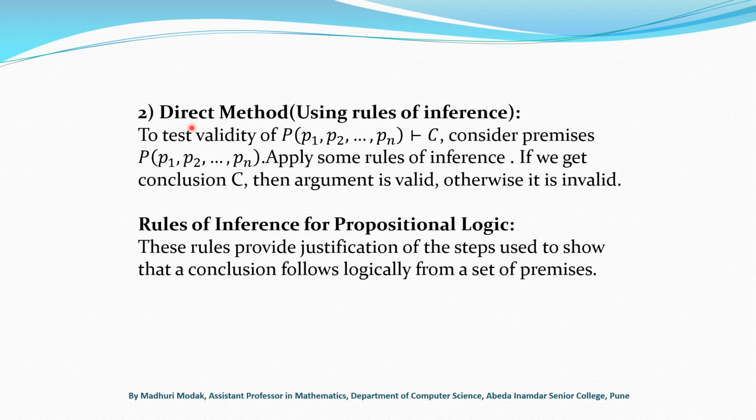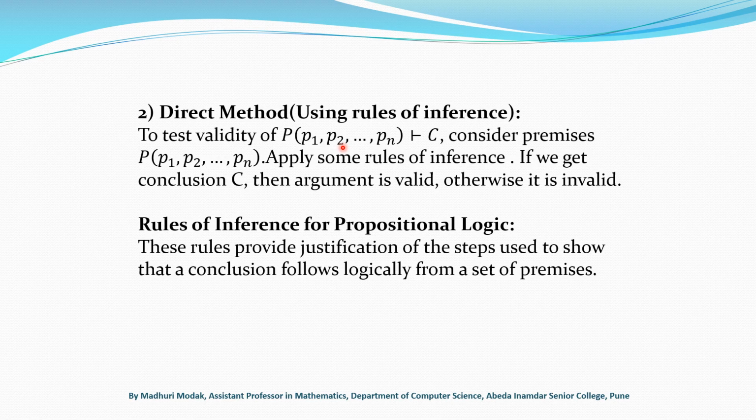Now, the second method is the direct method, that is using rules of inference. Now, to test the validity of P1, P2, Pn yield C, consider premises P1, P2, Pn. Apply some rules of inference. If we get conclusion C, then the argument is valid. Otherwise, it is invalid. It means from the hypotheses P1, P2, Pn given to us, if we are getting conclusion C logically by using some rules of inference, then the argument is valid.